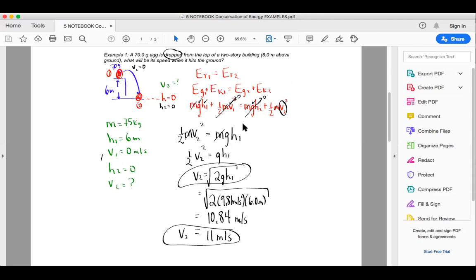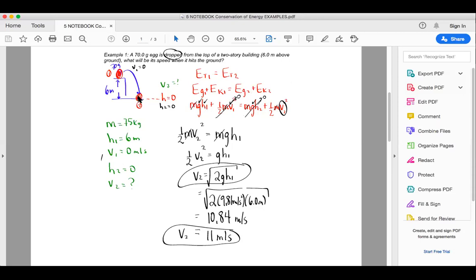So at the top, we are just releasing the egg. So it says dropped. That means V1 is 0. So this whole term cancels to 0. And the total mechanical energy at the beginning is just mgh1.